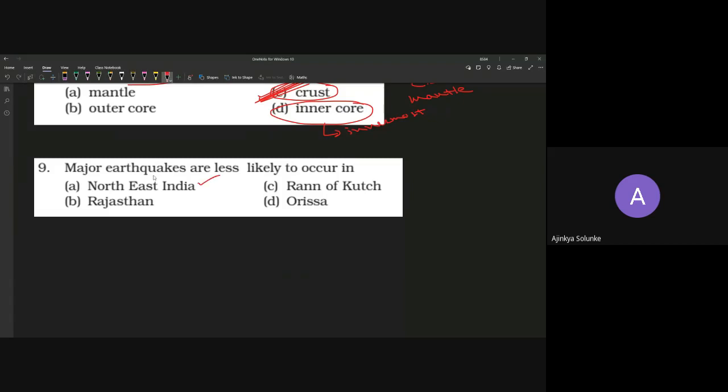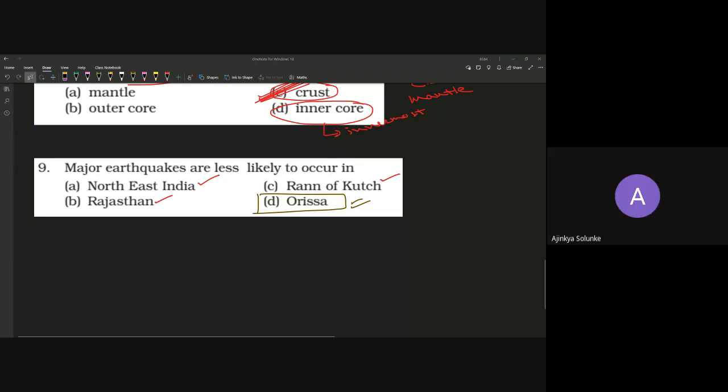See, Northeast India is definitely an earthquake prone region because of the Himalayas. Rann of Kutch also, we know it's going to be an earthquake prone region. Rajasthan, the problem is that from that side, again, there is a mountainous range. So Rajasthan is also one of the susceptible regions. The only region which doesn't have anything like mountains is Orissa. So Orissa is going to be the one which is not going to have any kind of earthquake. So it's just some general knowledge. All you require is basic information about the states of our India, and it will be very easy for you to answer the question.